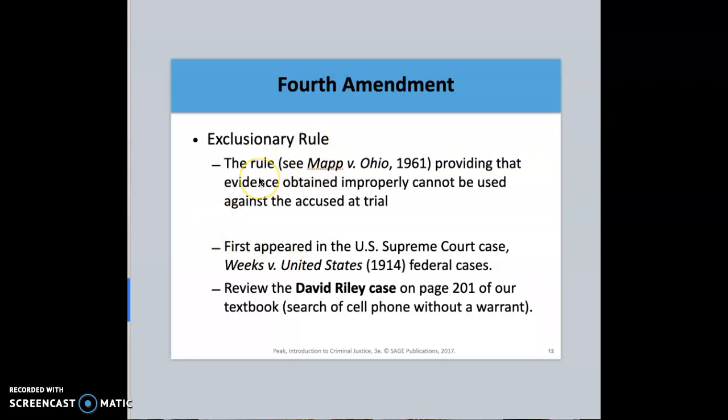So basically, anytime the police seize something from you and they did so illegally, it cannot be used at trial. You can start looking at the David Riley case, which begins on page, I think, 201 of our textbook. It's the search of a cell phone without a warrant. They did so incident to an arrest, and you can take a look at that and decide whether you think that was proper.